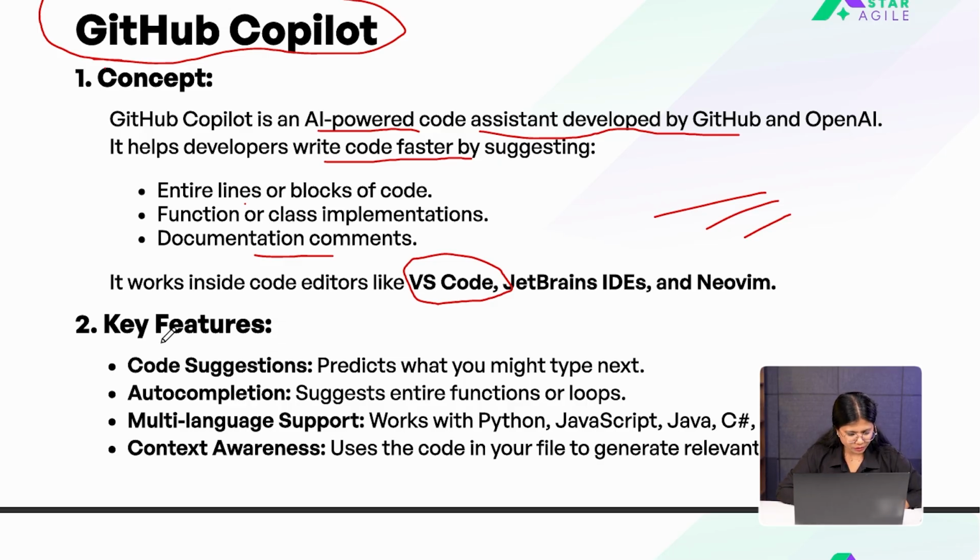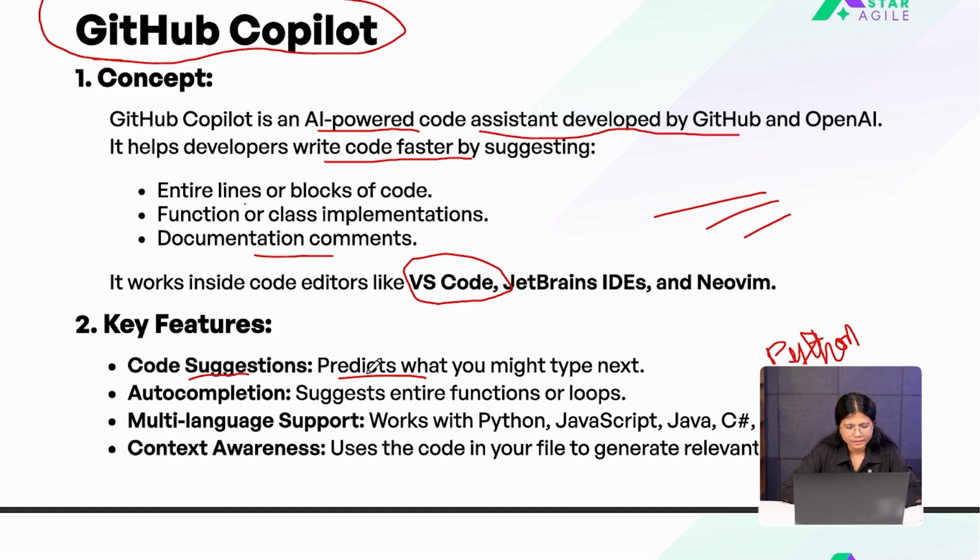Again, we have something called the key features. What does that mean? The key feature is code suggestions. It will give you suggestions for your code and predict what you might type next. Let's say you are typing Python or Pro or some other information. When you do that, it will suggest and give you code. That's what it says here: it predicts what you might type next.